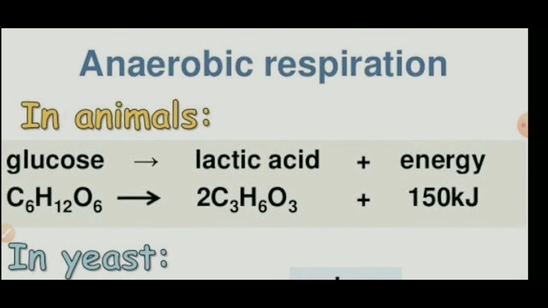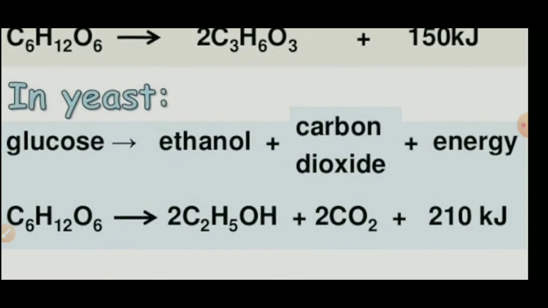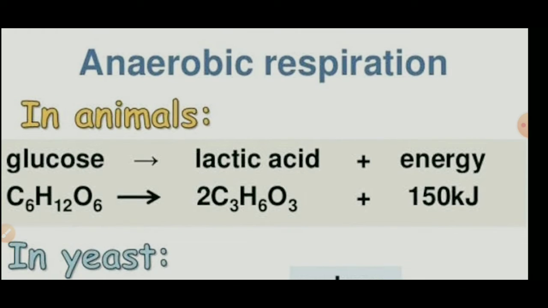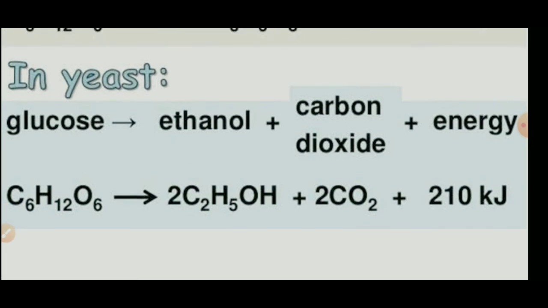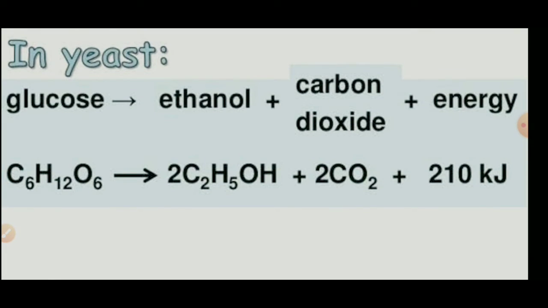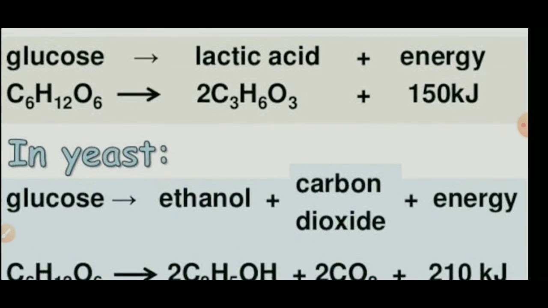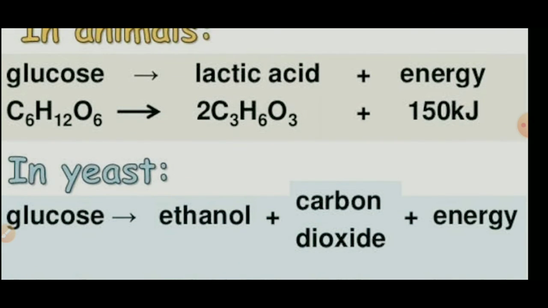Okay, so in animals, the glucose is actually converted into lactic acid and energy. In animals or some mammals, and in mammals that means human beings too. Whereas in yeast, glucose is converted into ethanol, carbon dioxide and energy. In the case of mitochondria, it gives out carbon dioxide, water and some energy.